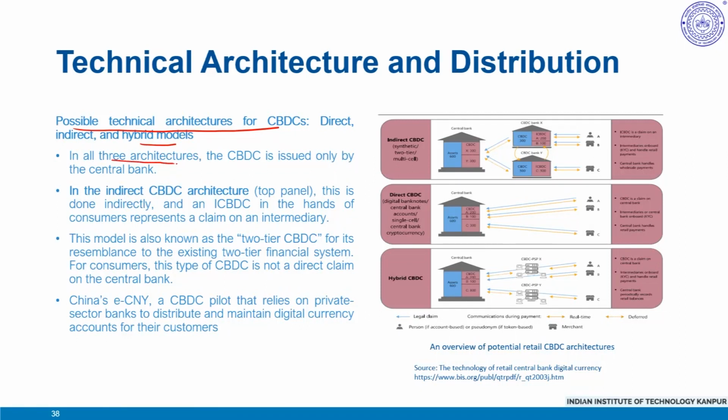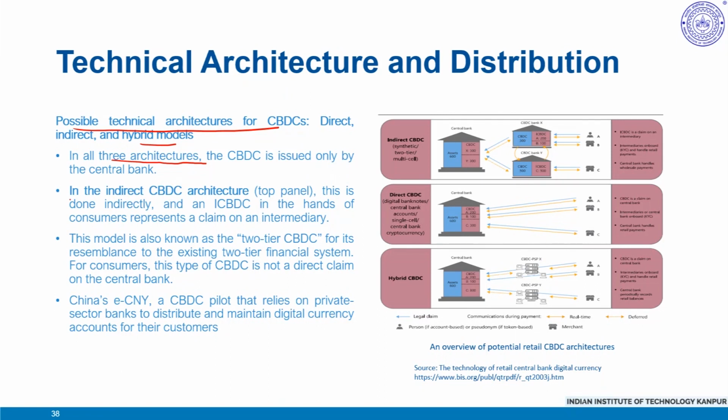In all three architectures, the CBDC is issued only by the central bank. The central bank is by definition the only party issuing and redeeming CBDC. We note that all three architectures could be either account or token based and might run on various infrastructures. Let us discuss these choices one by one, starting with the indirect CBDC architecture.